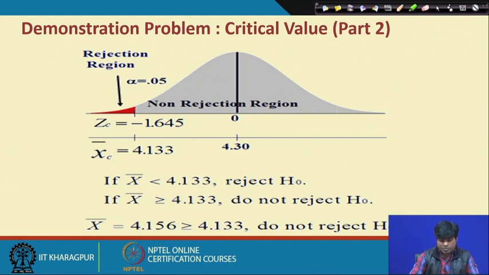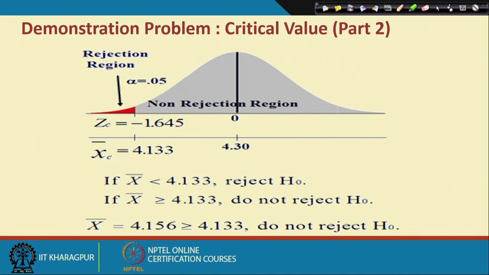So, as a result you have to reject the null hypothesis, and in the counterpart, if x bar is coming greater than 4.133, you are not in a position to reject the null hypothesis. In this typical case x bar is coming 4.156, which is greater than 4.133. So, as a result you are not in a position to reject the null hypothesis.